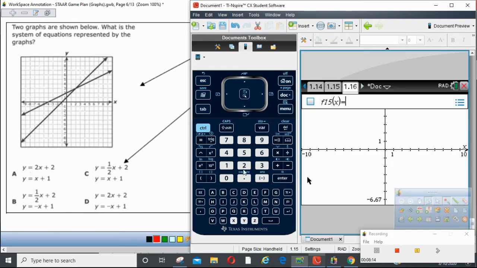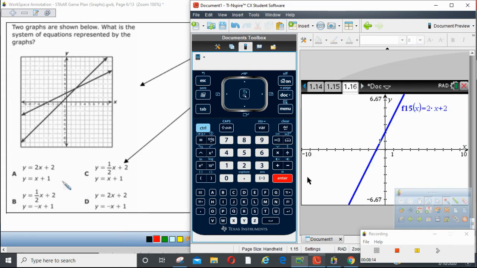And I'll start with 2x plus 2. Now, I could go ahead and type in the second one, but I always like to type in 1 and then see, does this match anything?